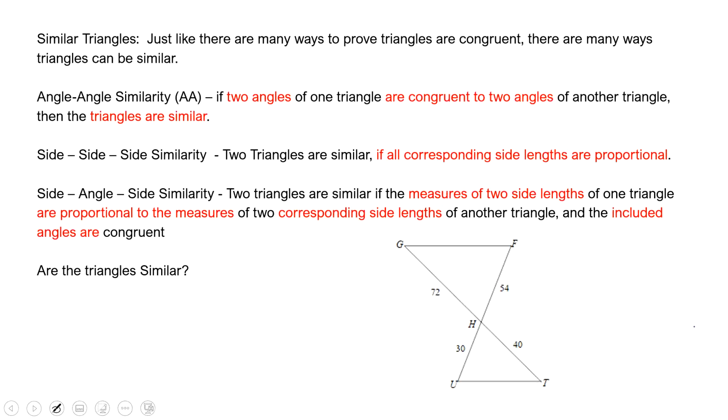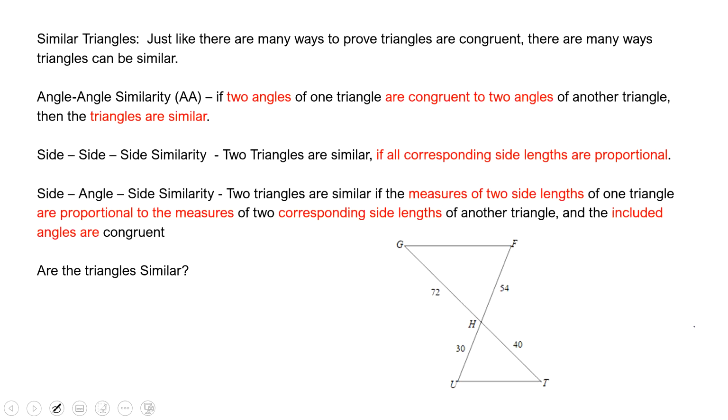And the last one was the side angle side similarity, where that told me that if two side lengths in one triangle are proportional to the two corresponding measurements of the other triangle, and then that included angle is congruent, then my triangles were similar.